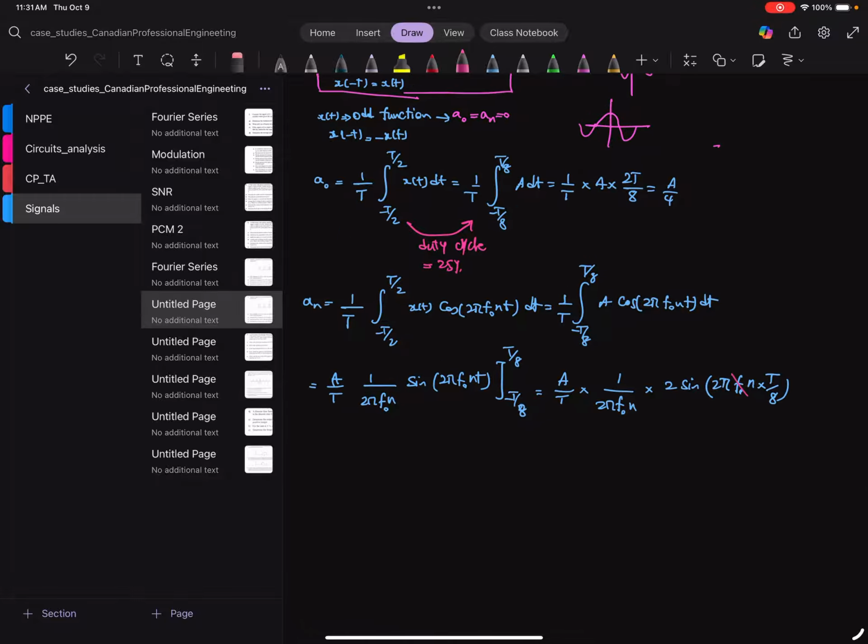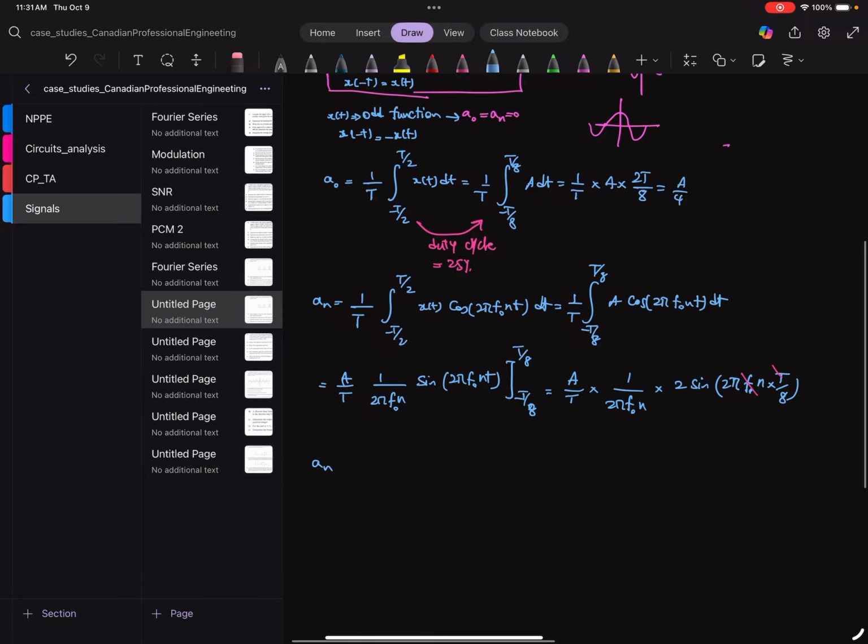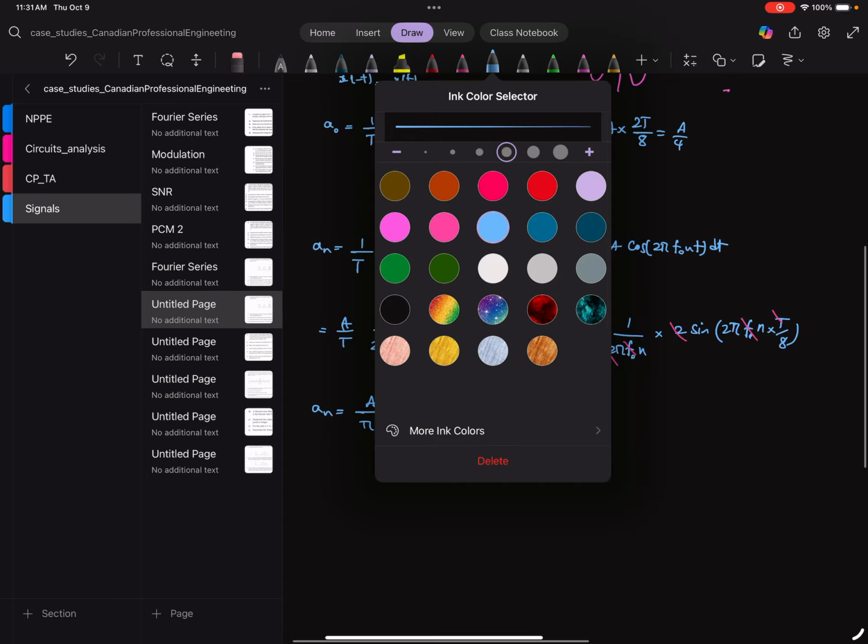Now f0 and t would cancel each other out, so in that case we would have an becomes a 2 pi n. Actually, we have another, so f0 and t are reverse of each other, 2 goes away, so we have a over pi n sine of pi n over 4.